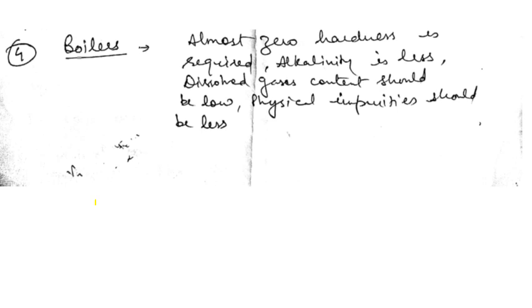And the same we are repeating here. For boilers, the specification is almost zero hardness, the alkalinity is less, dissolved gases content should be low, and physical impurity should be less. So these four specifications you have to remember always.